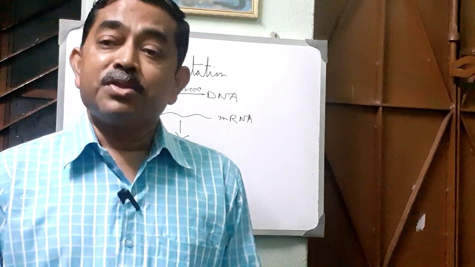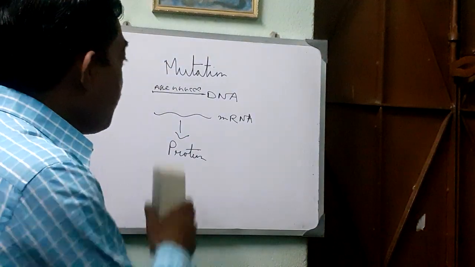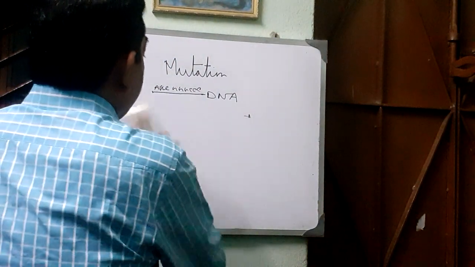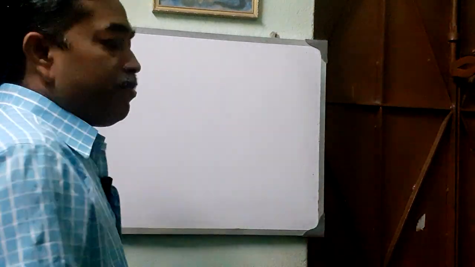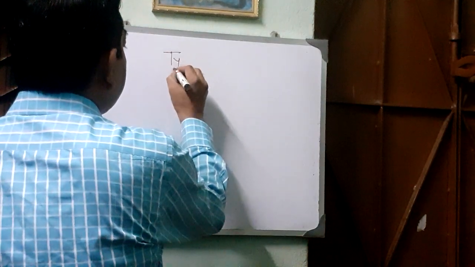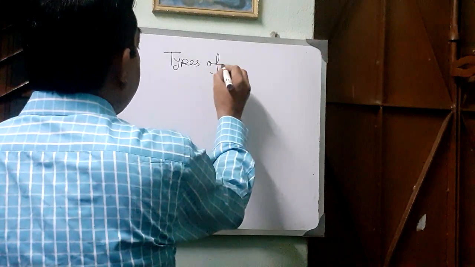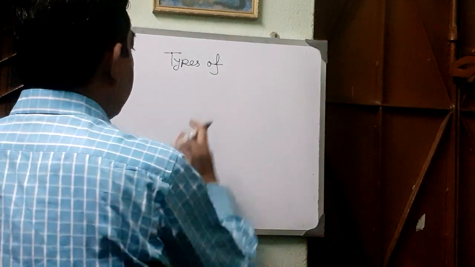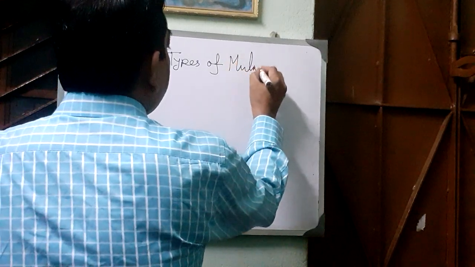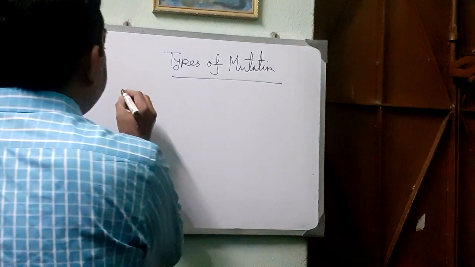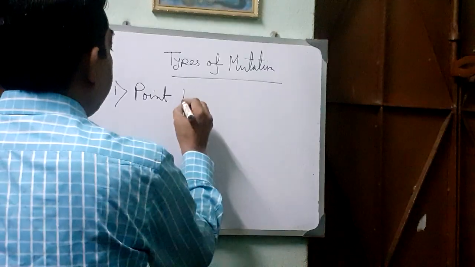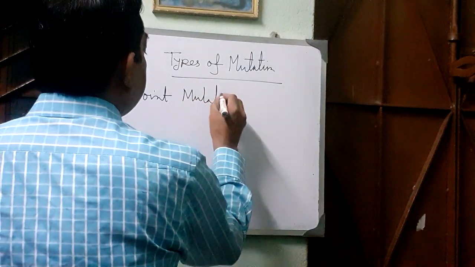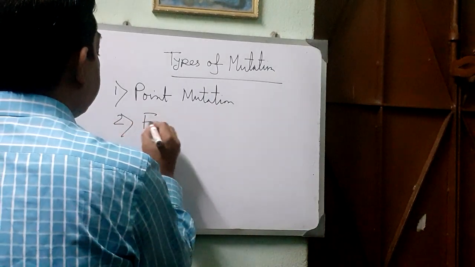Now we come to the point of how many types of mutation can happen in our gene. First of all, there are two main types of mutation: one is point mutation, and another is frame shift mutation.